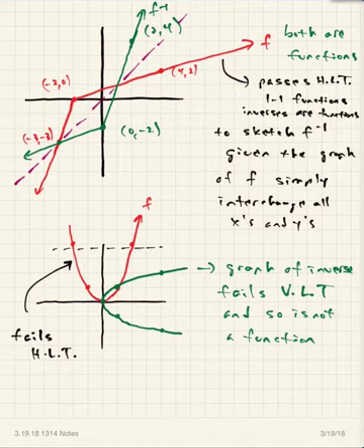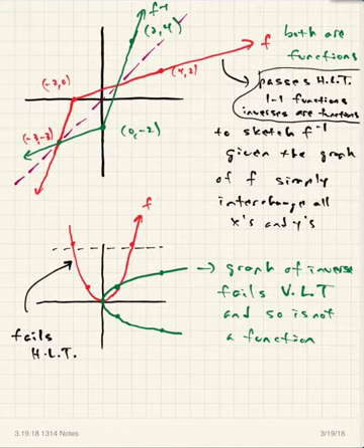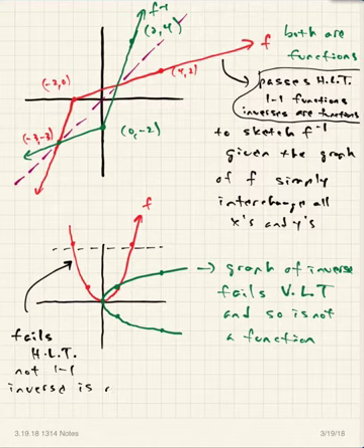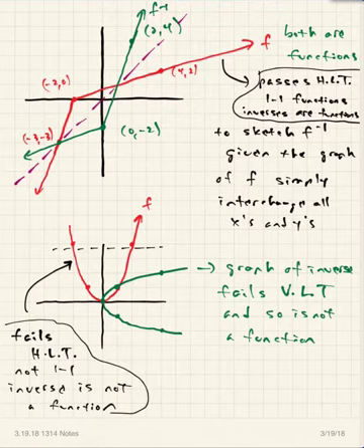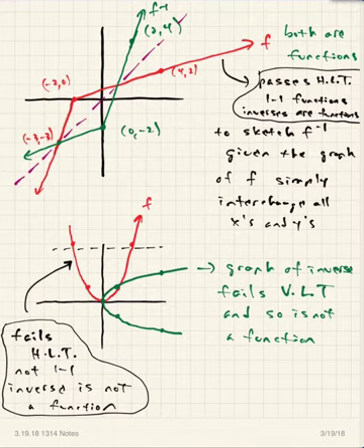All right, I want to put a little box around that. The original function passed the horizontal line test. That means it is what we call a one-to-one function. And so its inverse is going to be a function. A function that fails the horizontal line test is not one-to-one, and so its inverse is not a function. So graphs that fail the horizontal line test are not one-to-one, and so their inverses are not functions.